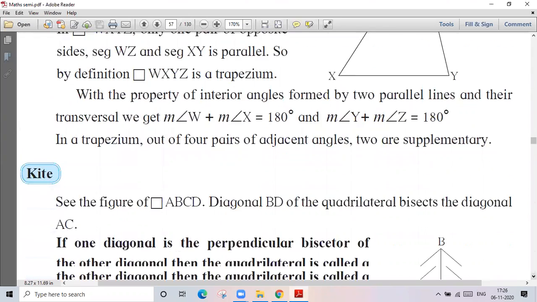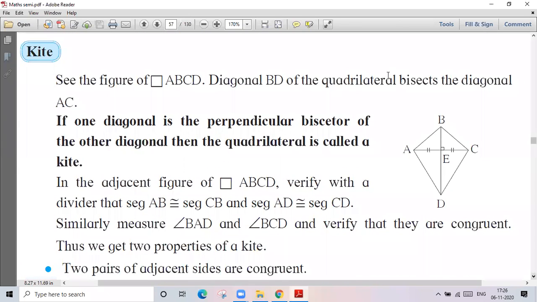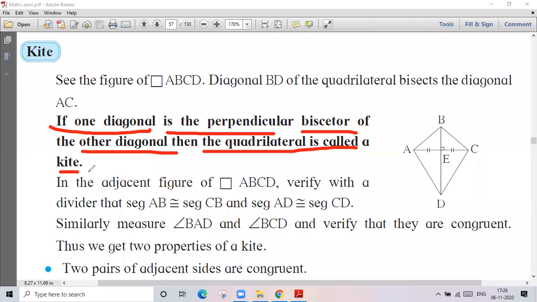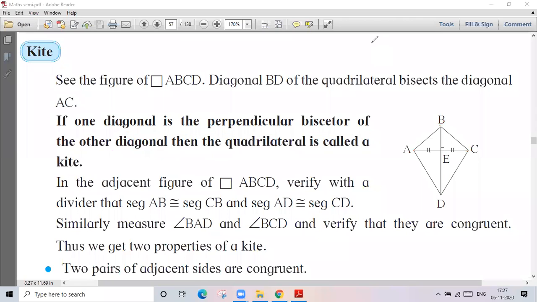Then we'll move toward the kite. You all know what a kite is, the kind children fly. So this is a kite. What is the property of a kite? If one diagonal is the perpendicular bisector of the other diagonal, then the quadrilateral is called a kite. Here BD is the perpendicular bisector of AC. Then this type of quadrilateral is known as a kite.